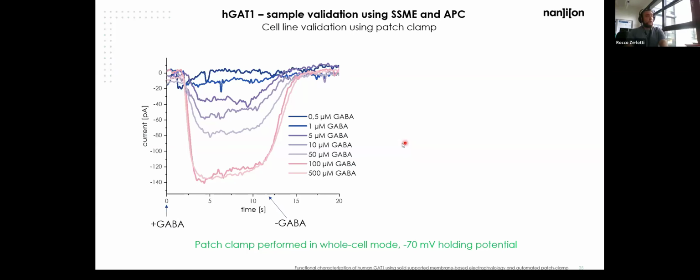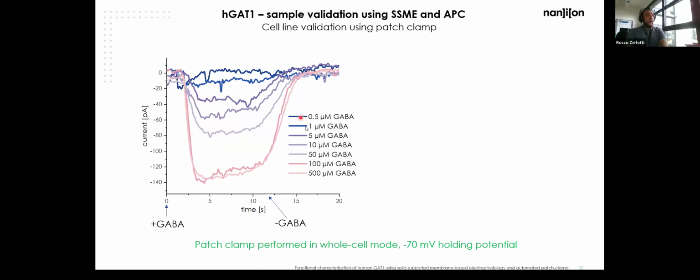Okay, now let's see how we validate our samples using solid supported membrane and automated patch clamp. So we start with the automated patch clamp. We have a cell line overexpressing human GAT1. It's a Chinese hamster ovary cell line. So we throw those cells into a patch liner and we hold the potential to minus 70 millivolt, which is the resting potential for a neuron, and then we perfuse GABA for 12 seconds.